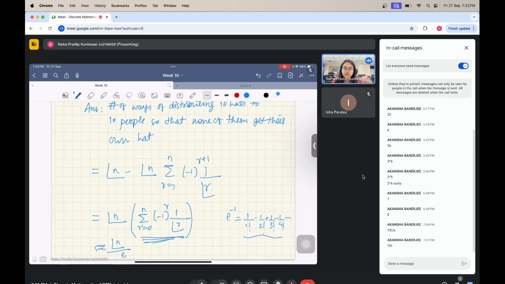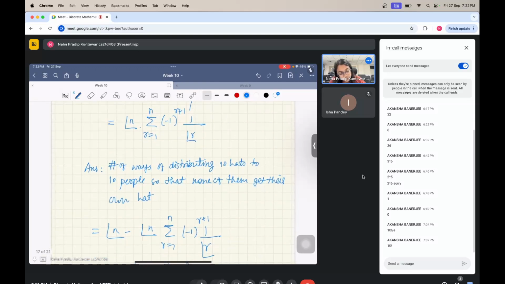And n for us, for our case, we were talking about 10 people, so n for us is 10. Therefore the answer to this would be 10 factorial over e. So this kind of arrangement where you're talking about distributing something among people such that nobody gets their own thing, this is what is called derangement. So this is called derangements in mathematics and combinatorics, and this is a very well studied problem, and you can find its applications everywhere. And that is what I wanted to convey in this problem.